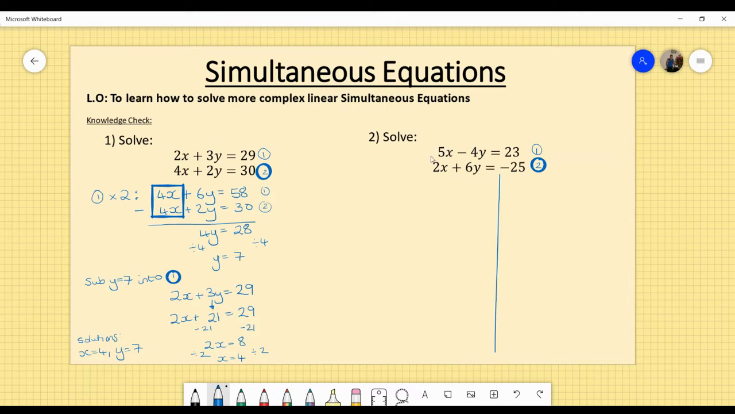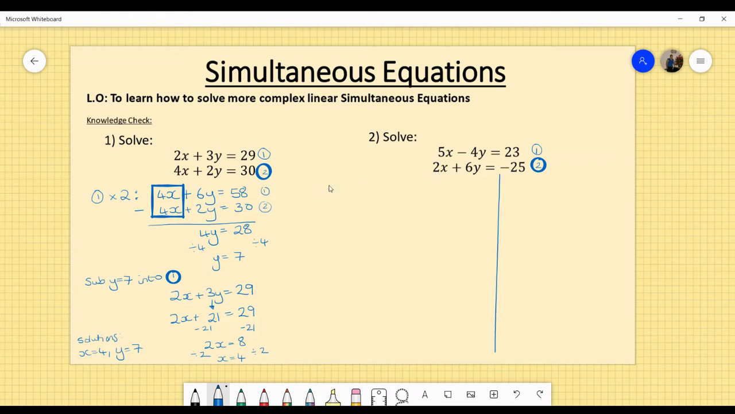You could do it once with the x's, or you could do it with the y's. So I'm going to show you the two different options, and as I say, both will give you the same answer, so when you come to answering the questions, you can do it whichever way you want to. So if I try and get the x's the same, then to get the same number of x's here and here, I need to actually use the lowest common multiple of 5 and 2, which is 10.